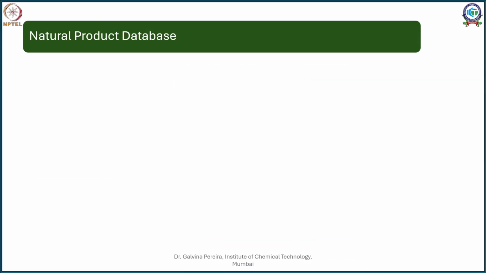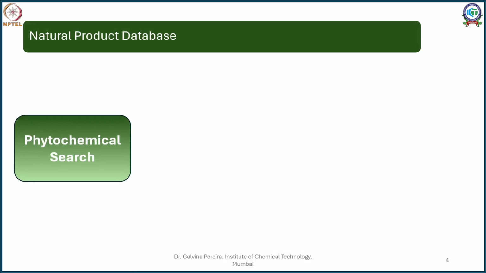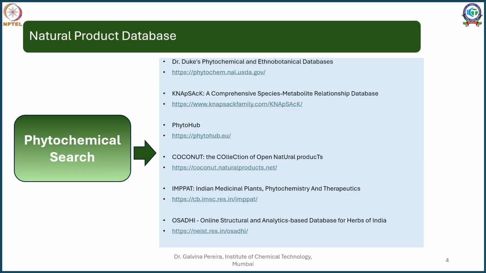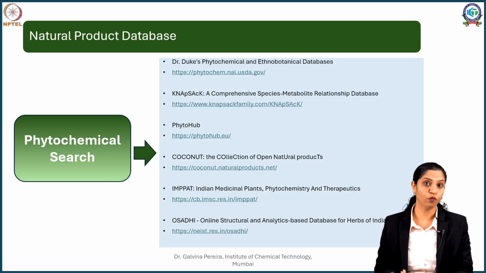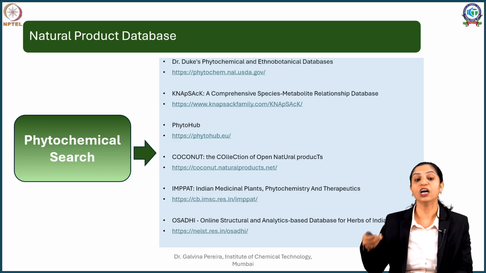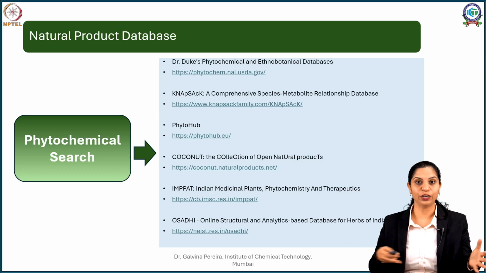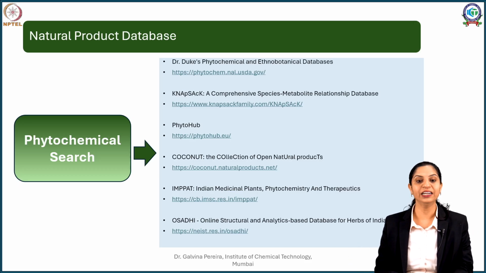In the last session, we saw a few more servers and databases which helped us in phytochemical searches. These were the KNApSAcK database, Dr. Duke's database, PhytoHub essentially for food based ingredients, and COCONUT databases which gave us phytoconstituents along with the structure. IMPPAT also gives us the phytochemical correlations of the plant, and also the therapeutic applications. If you recollect, there were two windows, one pertaining to phytochemicals and the other pertaining to therapeutics.